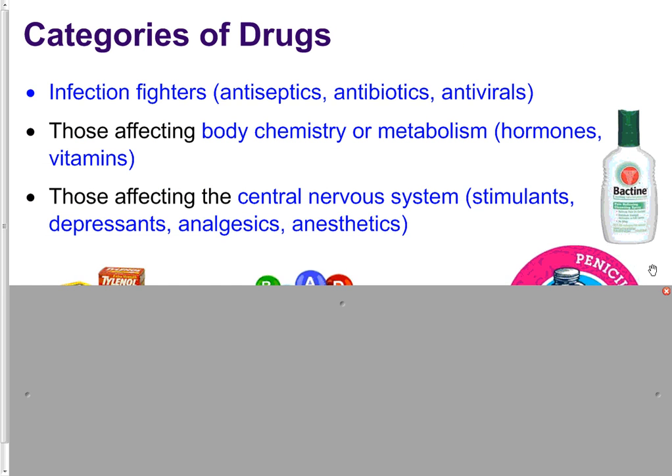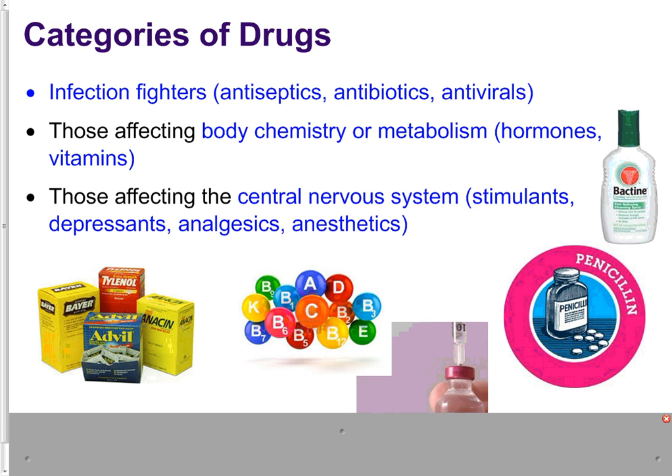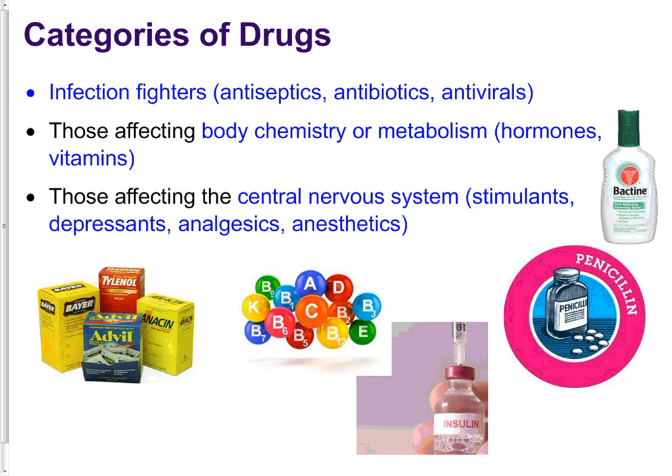So, what are the categories of drugs? Now, the ones that IB expects you to know are these. There are others, but there are infection fighters, which are things like antiseptics, antibiotics, and antivirals. And those can be both over-the-counter and prescription. There are those that affect body chemistry or your metabolism, like your hormones that you take or vitamins. And then there are those that would affect the central nervous system, which are things like stimulants, depressants, analgesics, which are both mild and strong. And an analgesic is just a fancy word for a pain reliever.